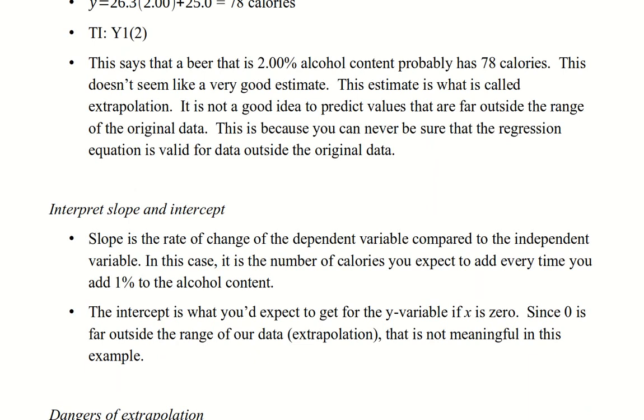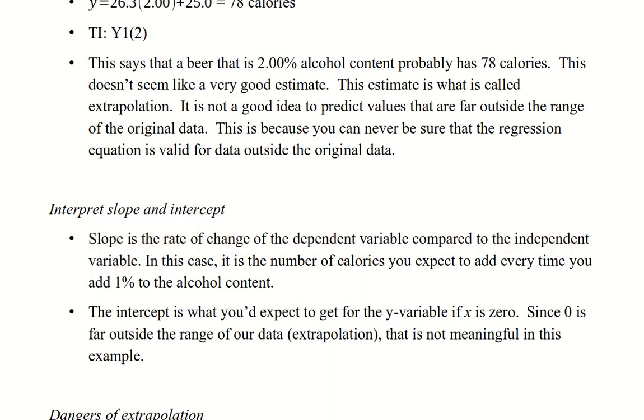Now, what does this mean? What do the parts of our linear regression equation mean? Well, let's first talk about the slope. The slope is a rate of change, and that's exactly what you'd hear said in an algebra class. It's the rate of change of the dependent variable compared to the independent variable.